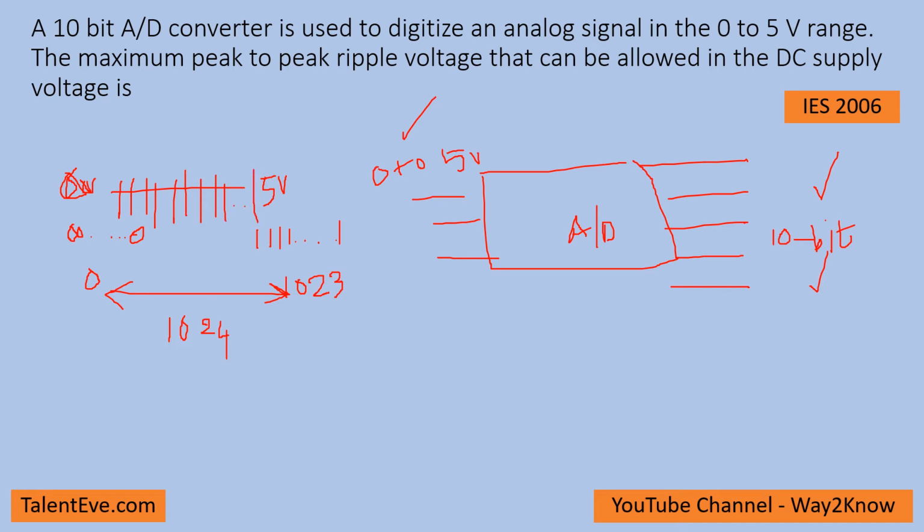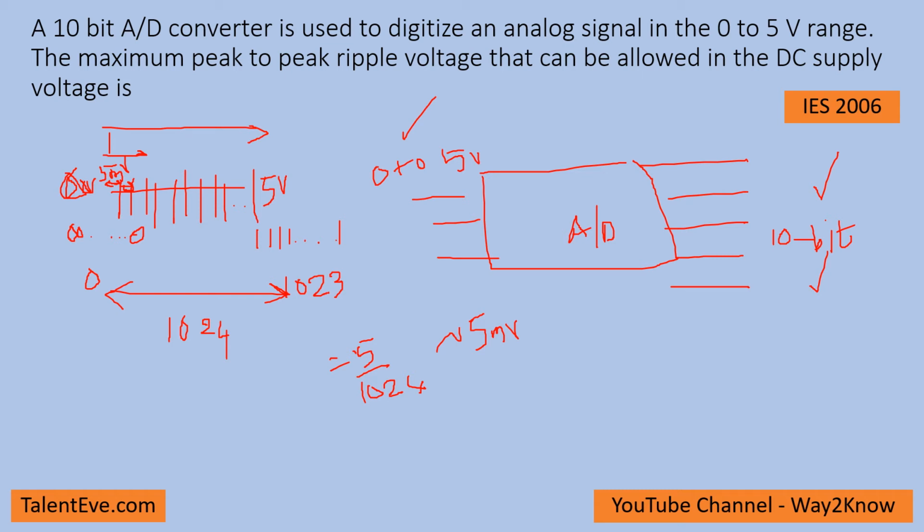Now the minimum value of each variation is given by 5 by 1024, which approximately gives 5 millivolts. That means each variation here will be 5 millivolts, and again from here to here will be 5 millivolts. That means in total this is 10 millivolts, 15 millivolts, 20 millivolts. Similarly it goes on up to 5 volts.